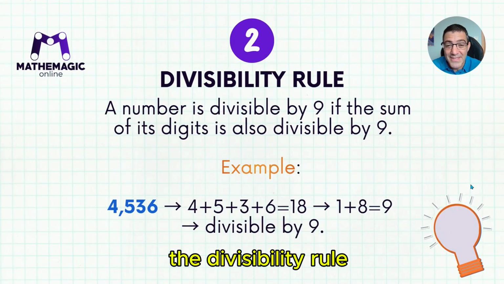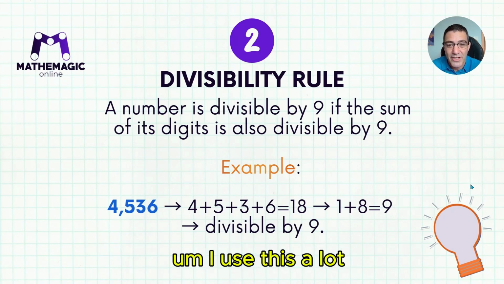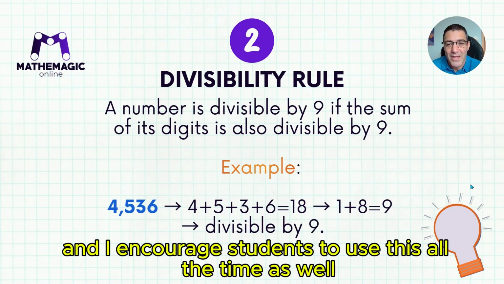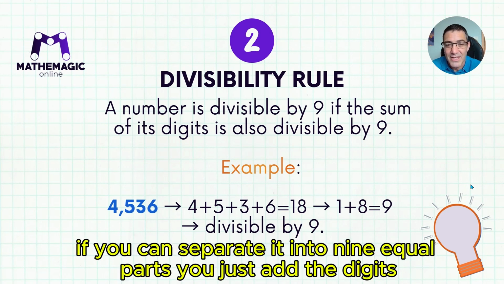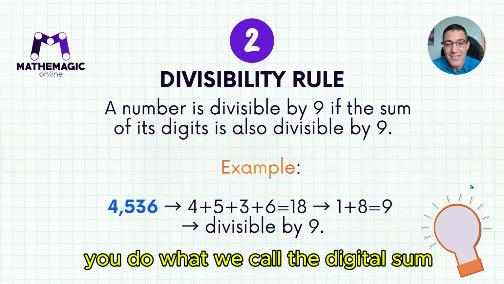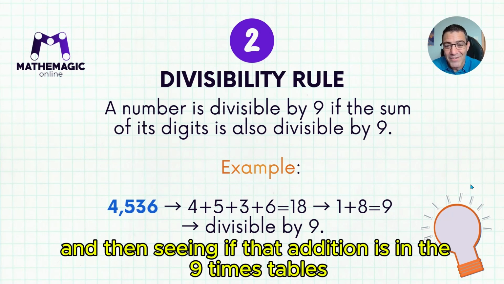The divisibility rule, probably the most used property in mathematics of the number 9. I use this a lot and I encourage students to use this all the time as well. If you'd like to know if a number is divisible by 9, if you can separate it into 9 equal parts, you just add the digits. You do what we call the digital sum. So the digital sum is adding the digits and then seeing if that addition is in the 9's times tables.